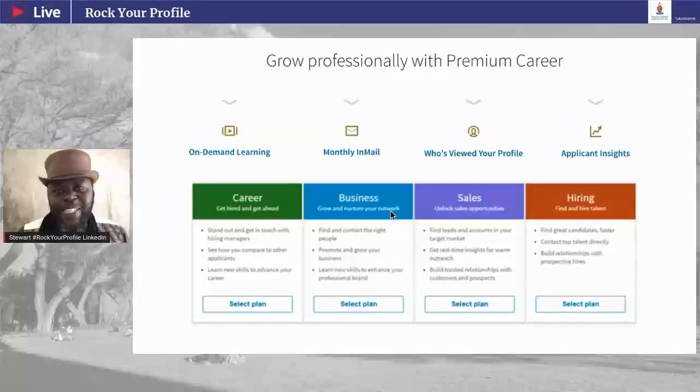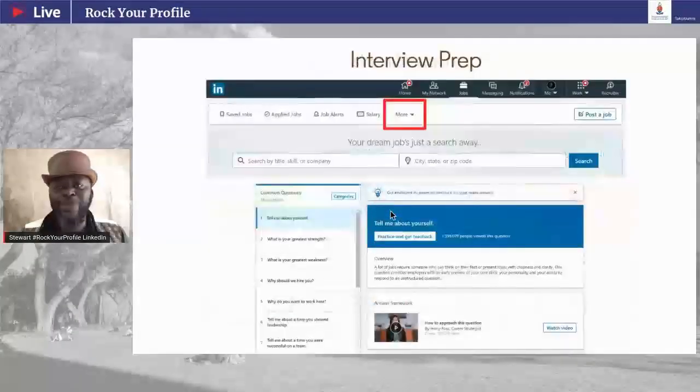So definitely after this session, whether you're looking to hire people, whether you're looking to be hired, or whether you're trying to accelerate your business by selling and marketing it, you can go in and get a LinkedIn premium account that suits you. And of course, as students, we are going to go for interviews. And as we're going for interviews, we want to prepare and make sure we're ready for them.